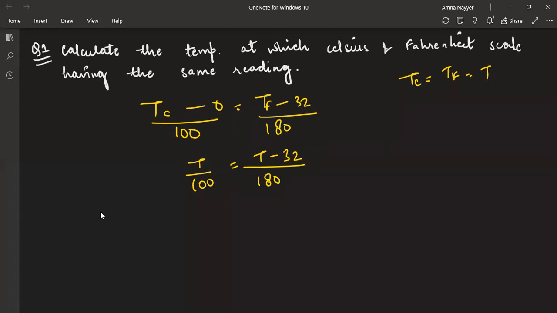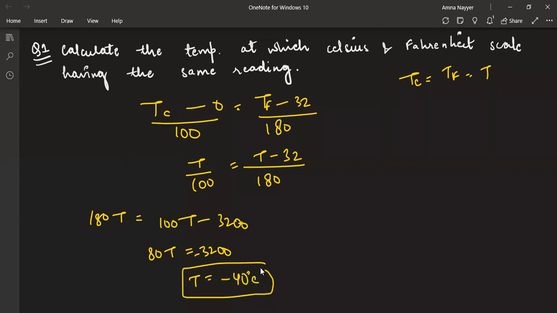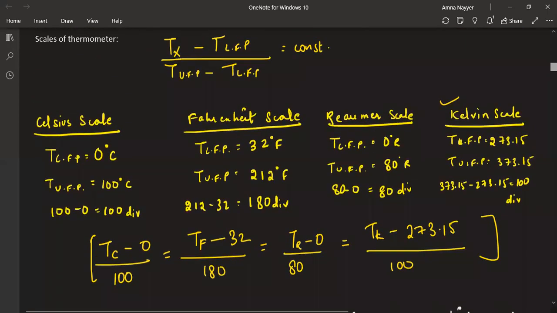Let's cross multiply. That becomes 180T equals 100T minus 32 times 100. From here, we can write 80T equals minus 3200. The temperature will be minus 40 degrees Celsius. This is how you use the same formula. Note down this part.